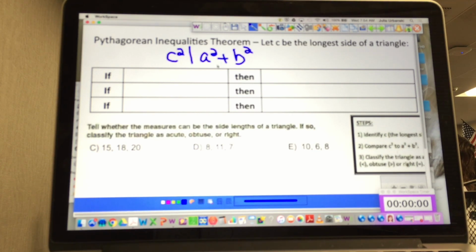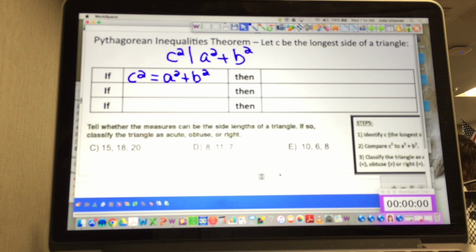So if we end up with C squared is equal to A squared plus B squared, if that's what we end up with, finding out there's an equal sign there, then we can call this a right triangle.